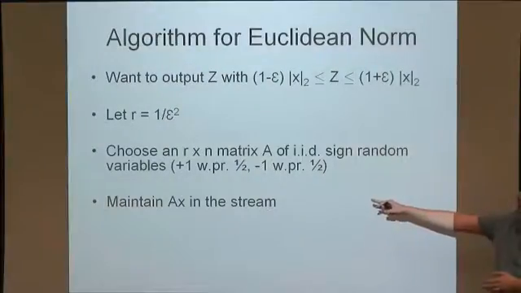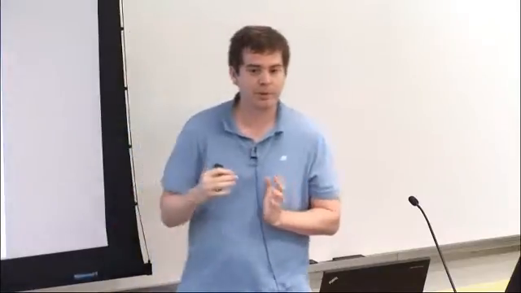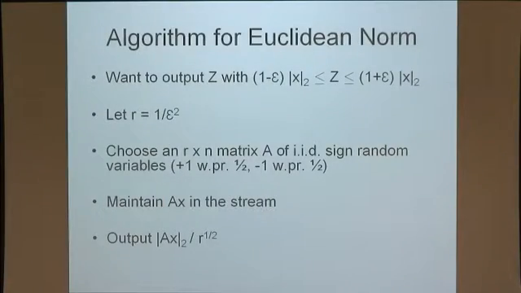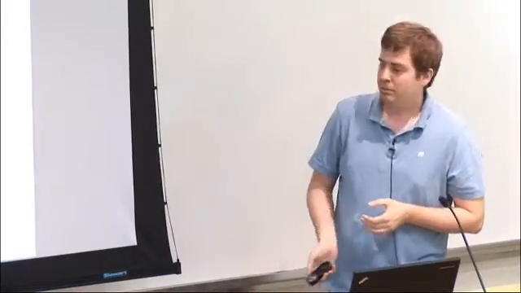And note that the dimension of the vector Ax is only r, which is 1 over epsilon squared. So we're doing quite well. After processing the stream, all you do is output the Euclidean norm of A times x, rescaled by square root r. And the proof that this works is an immediate consequence of the Johnson-Lindenstrauss lemma.